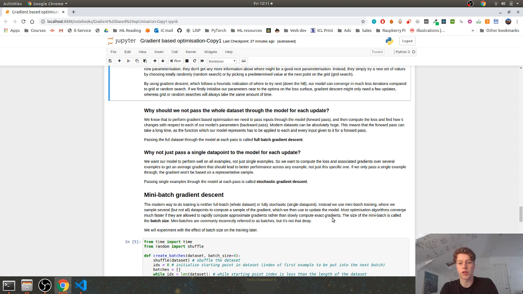Most optimization algorithms converge much faster if they're allowed to rapidly compute approximate gradients rather than slowly compute exact gradients. The size of the mini batch is called the batch size. Mini batches are often incorrectly referred to as batches, but it doesn't really matter that much.